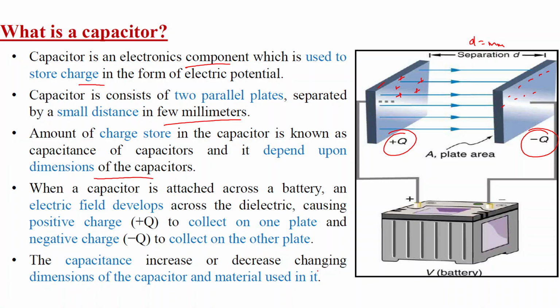The capacitance increases or decreases by changing the dimensions of the capacitor and the material used. So the amount of charge that gets stored depends basically on the material of these electrode plates, as well as the distance between them and the size of these electrode plates.